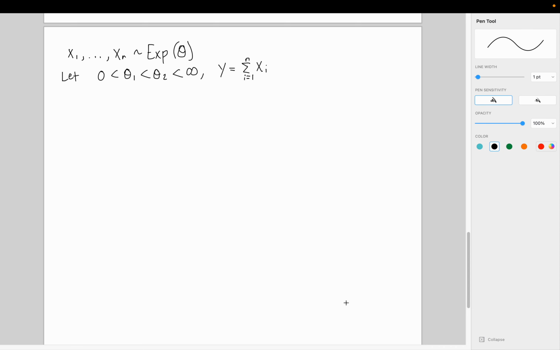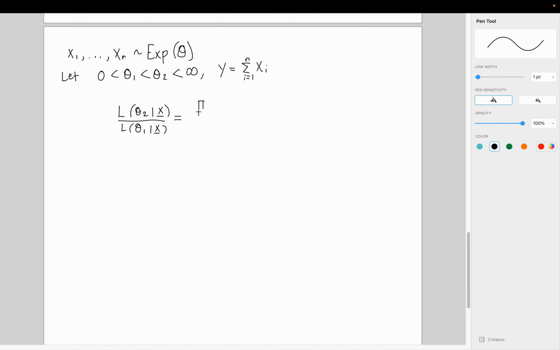We have a monotone likelihood ratio for an exponential distribution, and we check whether that ratio is increasing or decreasing. So I've selected two parameters, theta 1 and theta 2, where theta 1 is less than theta 2. They're both in my parameter space. Then I need to look at the ratio. It is the likelihood where the bigger parameter is in the numerator, or the upstairs, and the smaller parameter is in the denominator, or the downstairs.